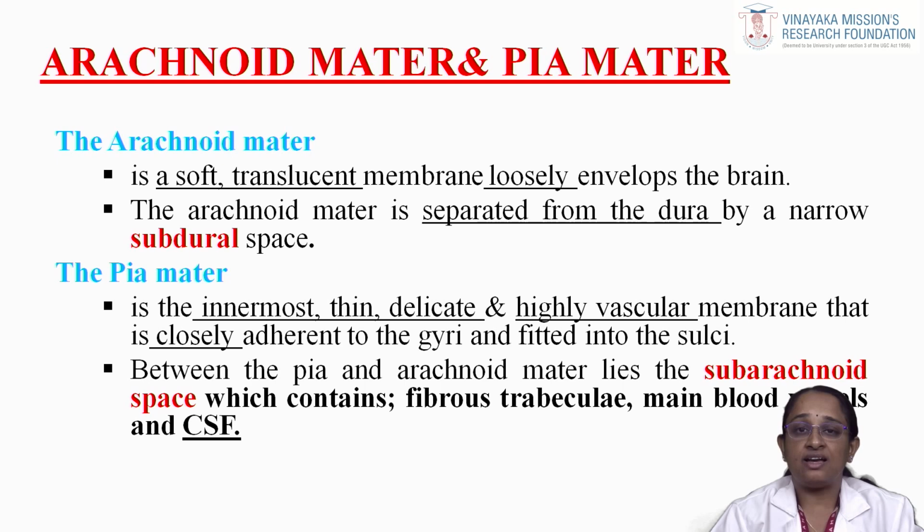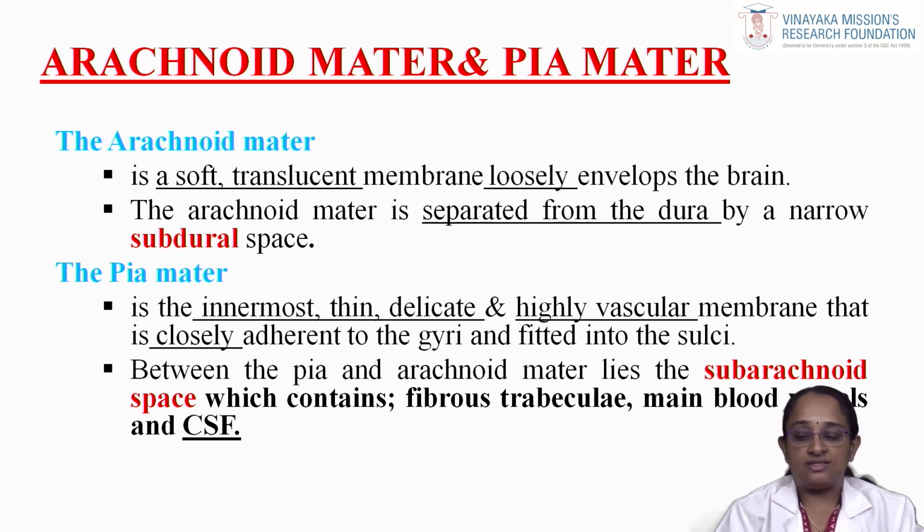Innermost layer, it is highly vascular. It is delicate, thin, highly vascular. It is having a rich blood supply, and it is in direct contact with the cerebrum. So this cerebrum and the pia mater all together, we say as the innermost layer. Then the space between the pia mater and the arachnoid mater, we say as subarachnoid space.